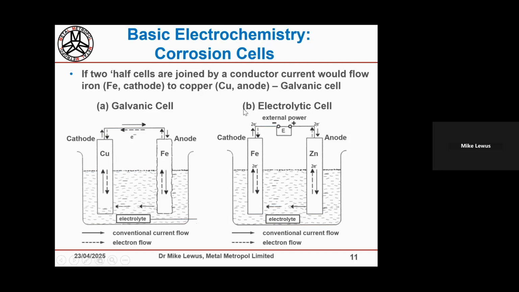In fact, if the voltage of that power supply is bigger than the natural difference in electropotentials between those two metals, the electropotential that develops because of that galvanic principle, we can actually stop zinc corroding and cause the iron to corrode. I'm not going to say a lot about impressed current cathodic protection, but that is the principle of how we would protect a metal using an external source.